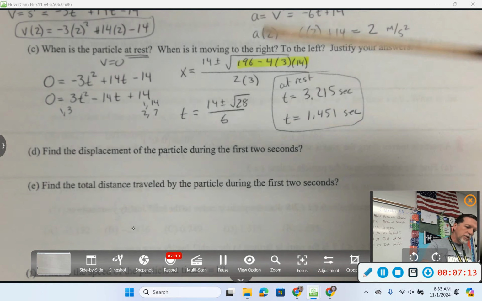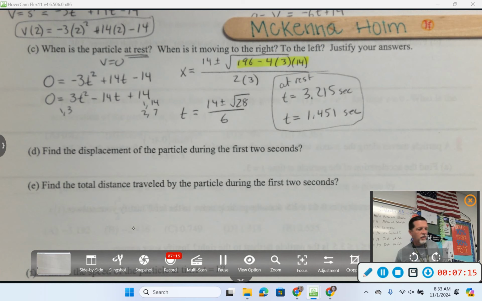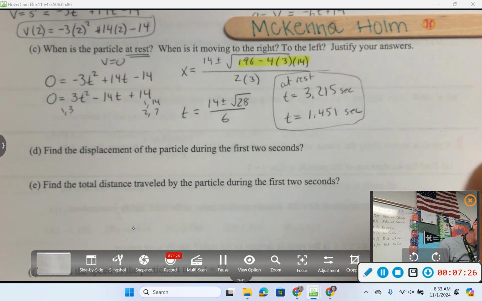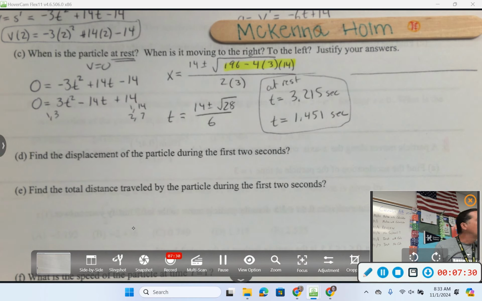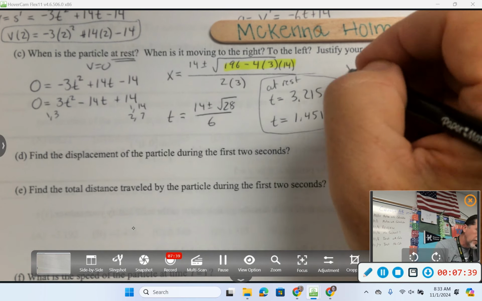All right, there's more to this question though, McKenna. When is it moving to the right, to the left? Justify your answers. So how do I know when it's moving to the right or to the left? Which number line, what variable am I putting on this number line? Is it a position number line, a velocity number line, or an acceleration number line? Oh, wait. At rest? So velocity. So I'm looking for velocity.